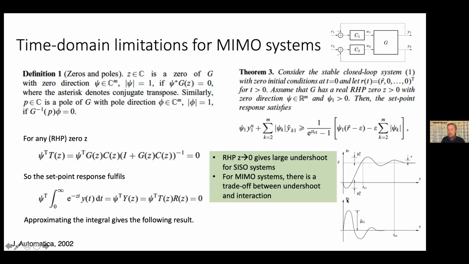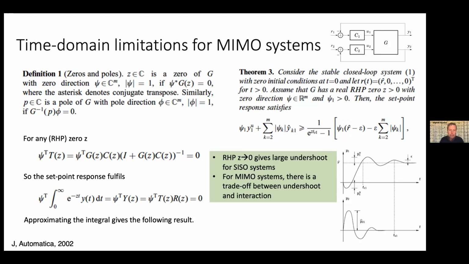We don't have the sum if we have a SISO system. A SISO system means that we don't have Y2 here. So this gives a fundamental limitation for this type of set point responses, what we can achieve and how it depends on the zero. But if we have a MIMO system, we can help the undershoot on the left-hand side by letting there be some interaction instead. So we can have a smaller undershoot by having a larger interaction with the other outputs. There is a trade-off. So in this formal sense, MIMO systems are easier to control than SISO systems.